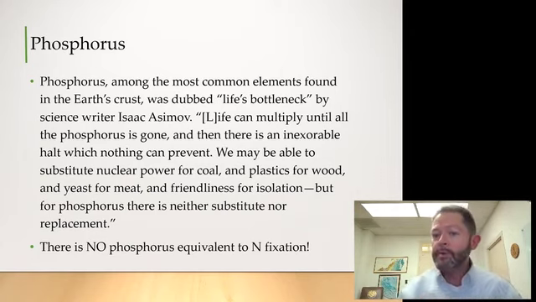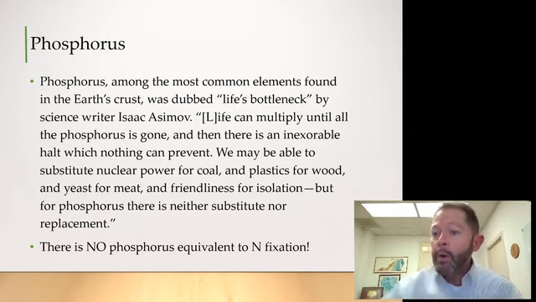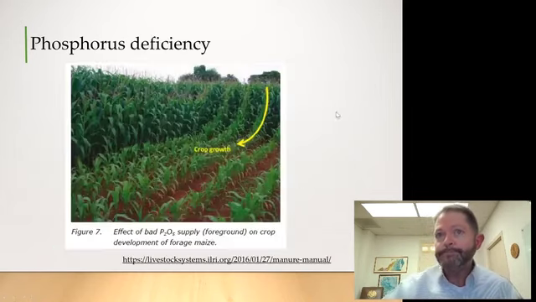We may be able to substitute nuclear power for coal, and plastics for wood, and yeast for meat, and friendliness for isolation, but for phosphorus, there is neither substitute nor replacement. The last bullet says there is no phosphorus equivalent to nitrogen fixation. So remember that. If we mine phosphorus from soils by growing crops and harvesting them, or grazing animals and harvesting them, we are removing phosphorus, and there is no replacement that we can take advantage of. It has to be imported from somewhere to add back into the soil.